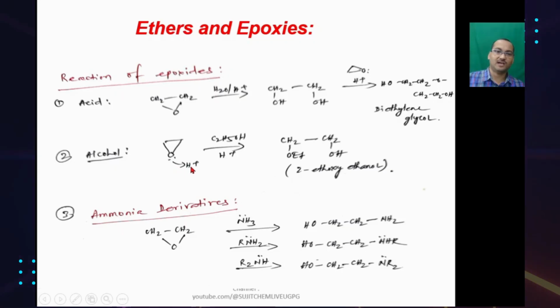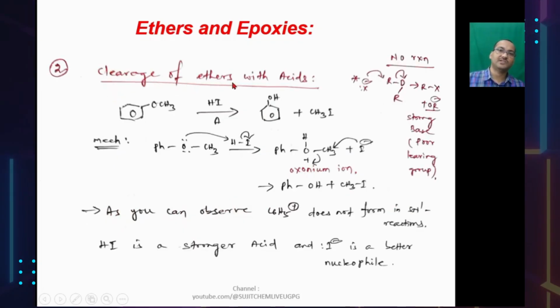Similarly, in ethylene oxide, the oxygen lone pair can attack H plus. So you can have this protonated ethylene oxide. Then the oxygen lone pair of ethanol can attack this CH2, and this C-O bond will break on the OH plus side. So we can have this 2-ethoxyethanol. Similarly, the epoxide can react with ammonia and ammonia derivatives to give rise to the corresponding amino and hydroxy compounds. So NH2CH2CH2OH.